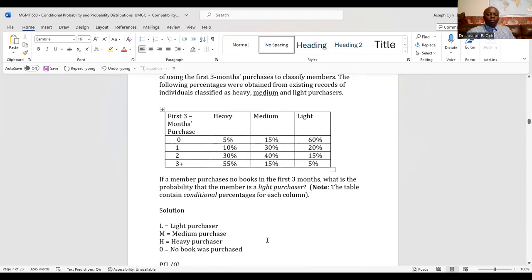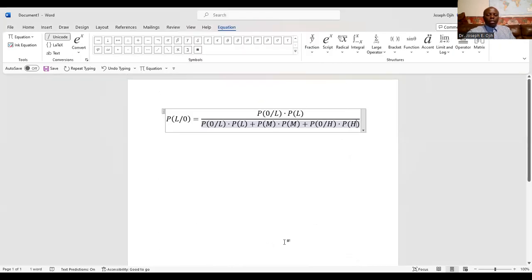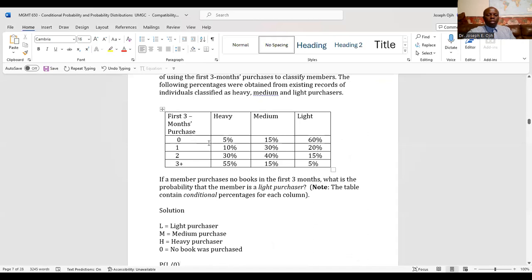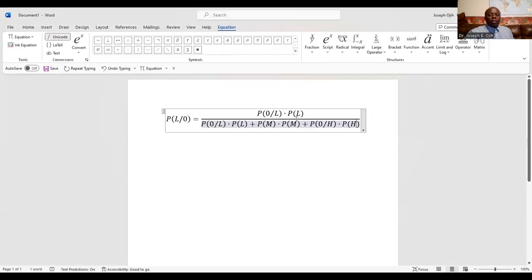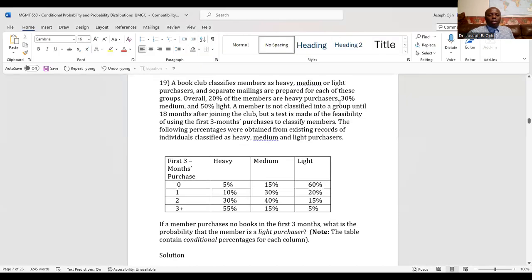For the first part, 0 given light purchaser, we look at the table. For 0 books given light purchaser, it is 60%, which is 0.6. So I'm going to write it down: 0.60 times the probability of light purchaser, which is given in the question. 50% are light purchasers, so 0.50. So 0.60 multiplied by 0.50, divided by, now repeat it at the denominator.